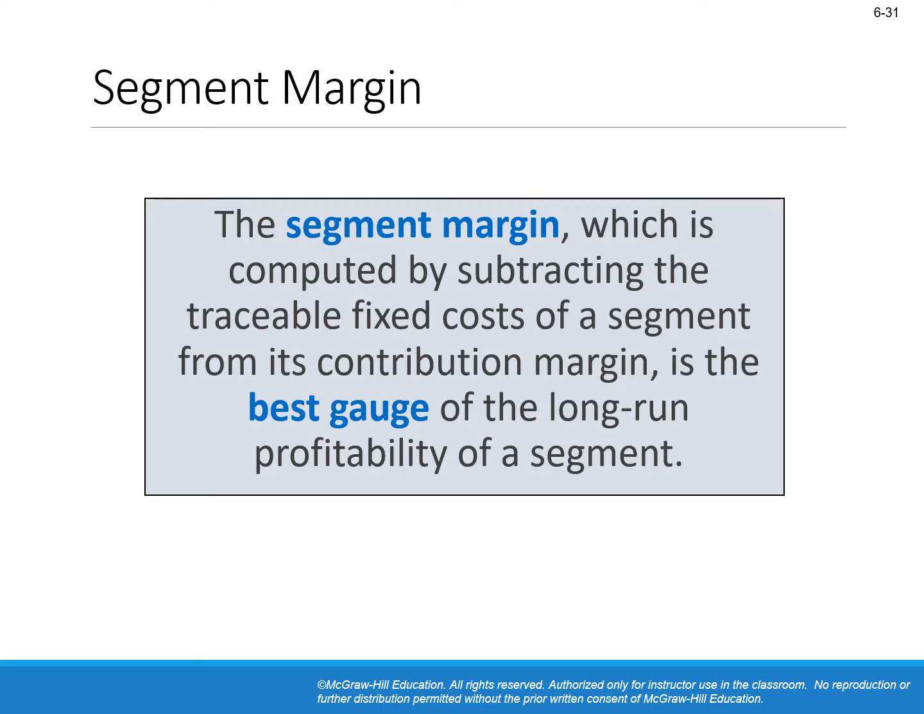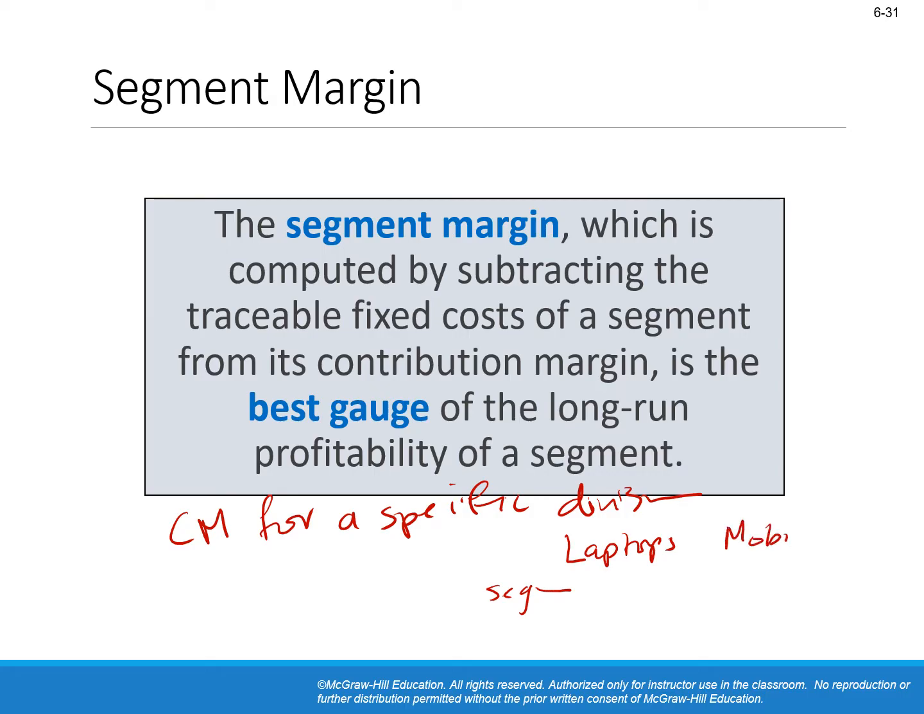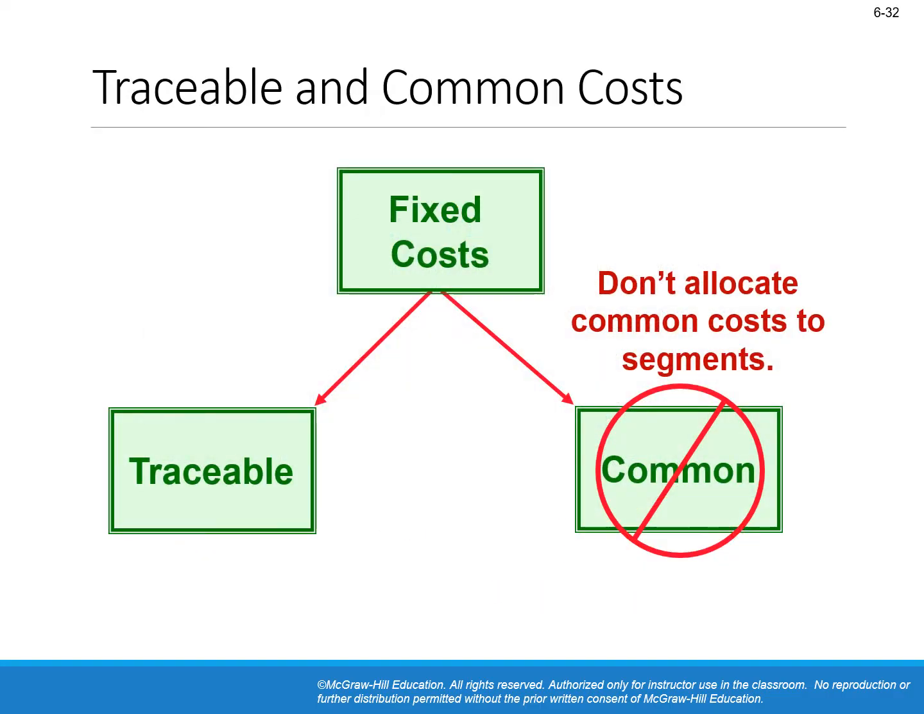Segment margin. The segment margin is basically the contribution margin for a specific division. A specific division. Okay, as simple as that. So the segment margin refers to laptops. This has a segment margin, and mobile phones has another segment margin. So each one has a specific profit from sales before deducting common expenses. See an example in a minute.